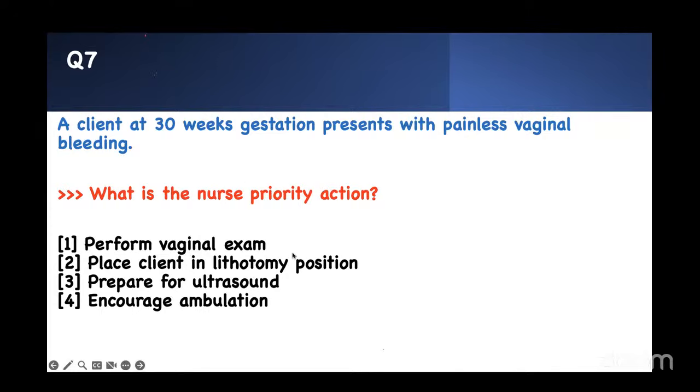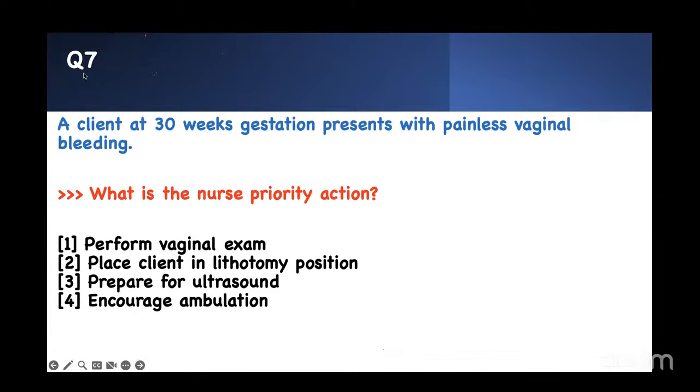Do you perform vaginal exams? Do you place the client in a lithotomy position? Do you prepare for ultrasound? Or do you let the mommy walk while they're bleeding? I know this is painless vaginal bleeding. I suspect placenta previa. But what is the key? I need to confirm it.